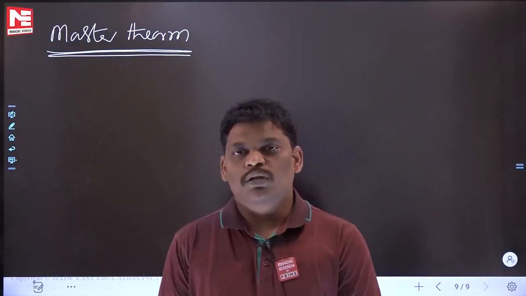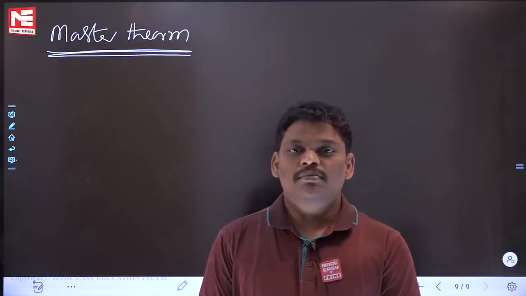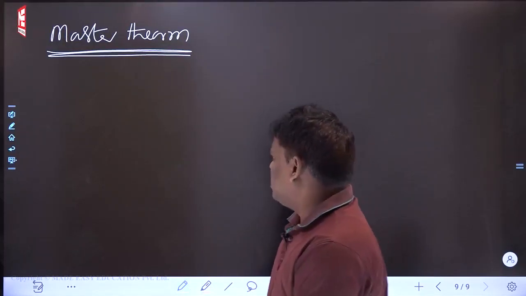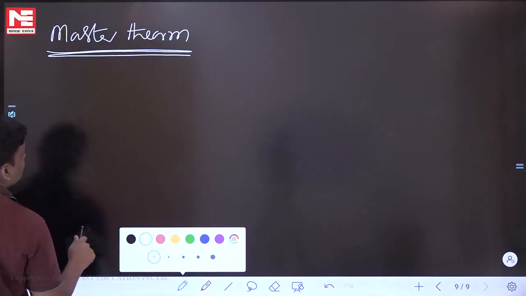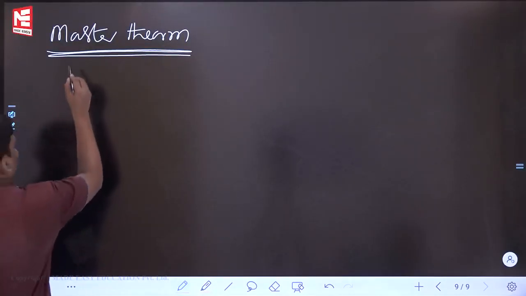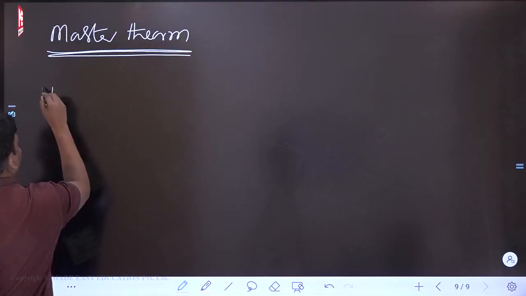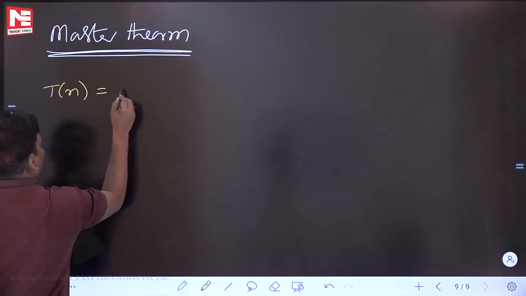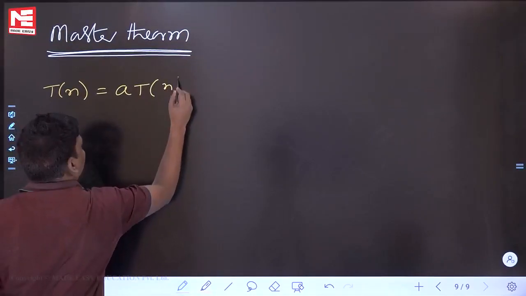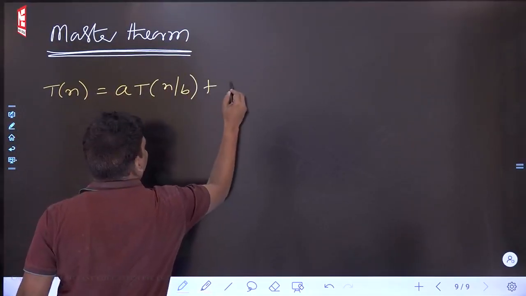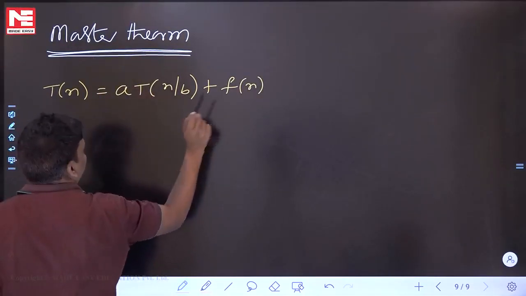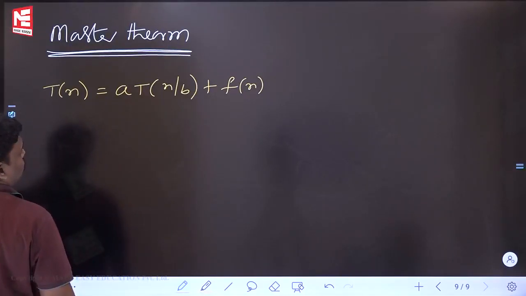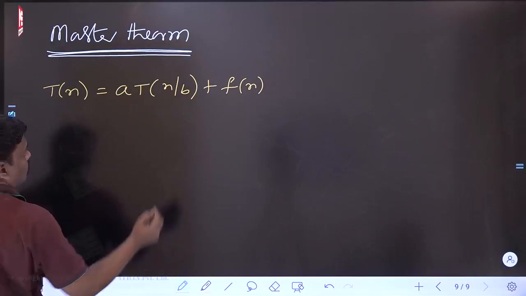To solve a recurrence relation, we saw the substitution method and the recursive tree method. There is one more method called the master theorem. To solve the recurrence relation, this is one more way. But the problem with this method is that any recurrence relation in the format Tn equals A T of n by b plus f of n, only then will the master theorem be applicable.